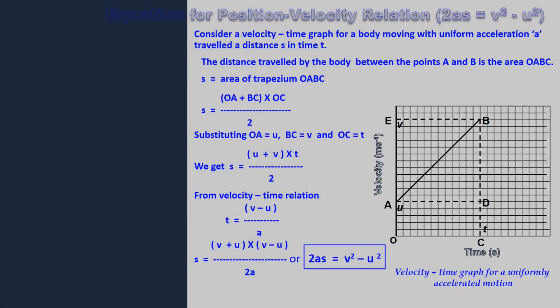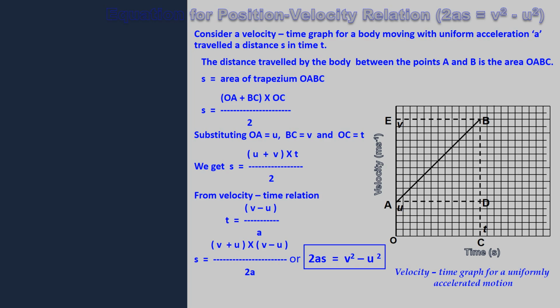Equation for position velocity relation, that is the third equation of motion: 2as is equal to v square minus u square. Consider a velocity time graph for a body moving with uniform acceleration a, traveling a distance s in time t. The distance traveled by the body between the points A and B is the area OABC, which is a trapezium.